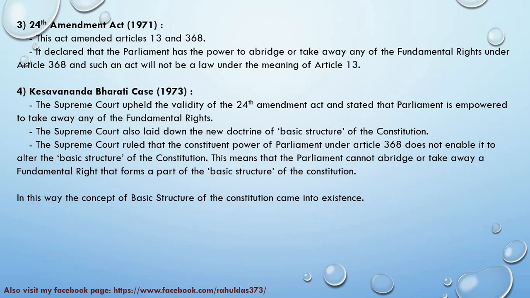So here clearly Parliament tried to reduce the power of the judiciary, and they also tried to curtail the power of judicial review. They tried to snatch the power of judicial review from the judiciary by introducing this Amendment Act in 1971.